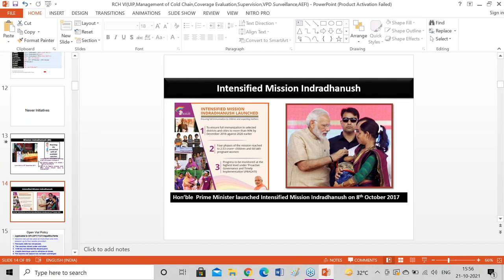4 phases of the mission reached 2.53 crore plus children and 68 lakh pregnant women. Progress to be monitored at the highest level under Proactive Governance and Timely Implementation, also known as PRAGATI.